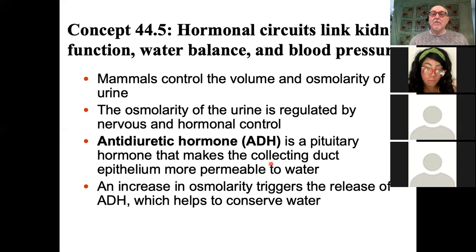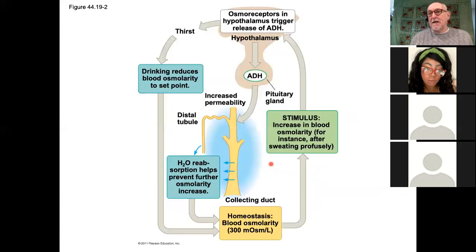So antidiuretic hormone is actually a pituitary hormone. It's released from the pituitary in the brain, but that is under the control of the hypothalamus. We're going to learn a lot more about these hormones when we talk about the endocrine systems. The pituitary hormones are most of them under the control of the hypothalamus. So this is one of the great homeostatic mechanisms in the body.